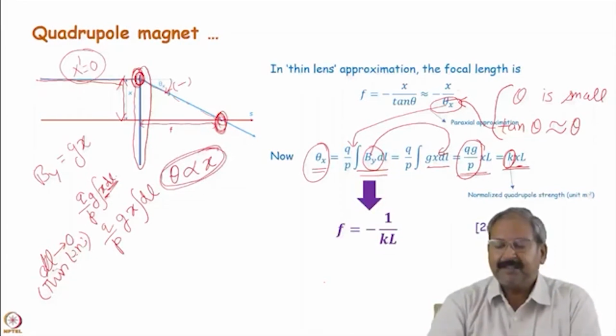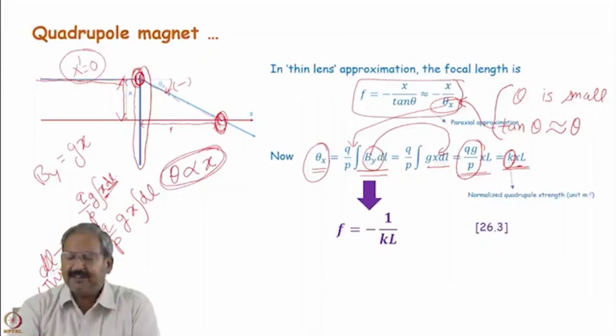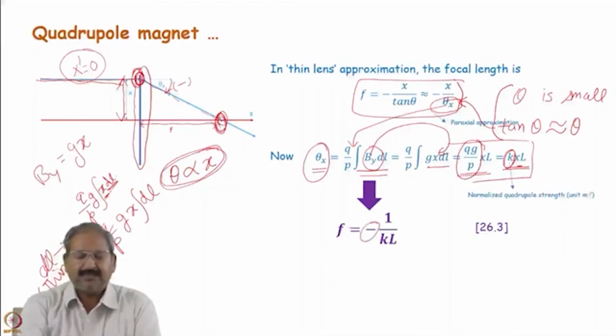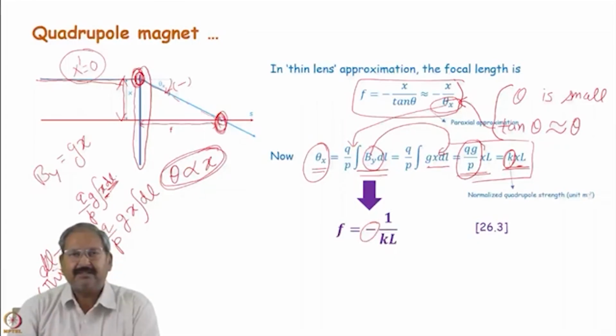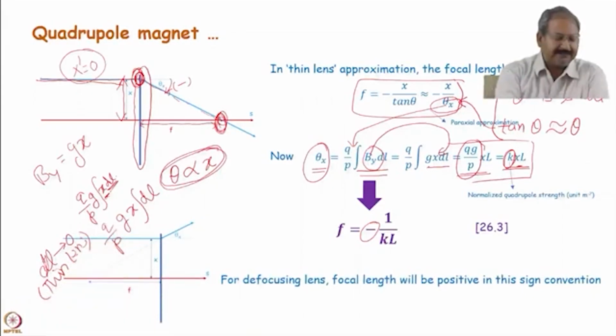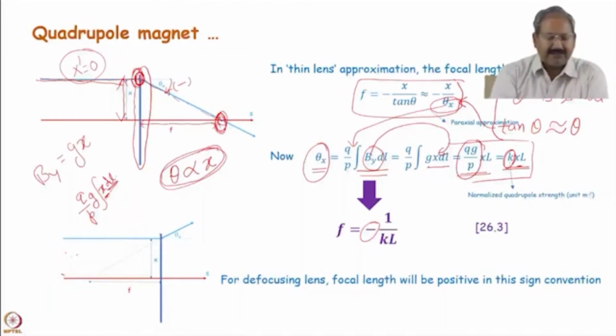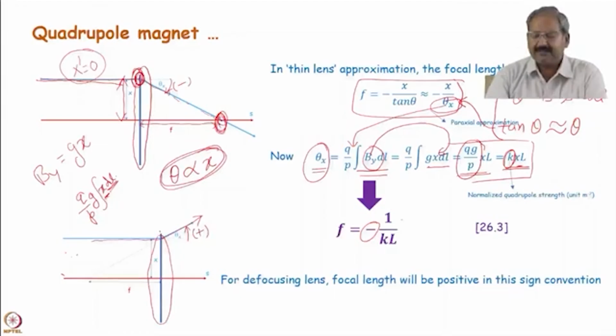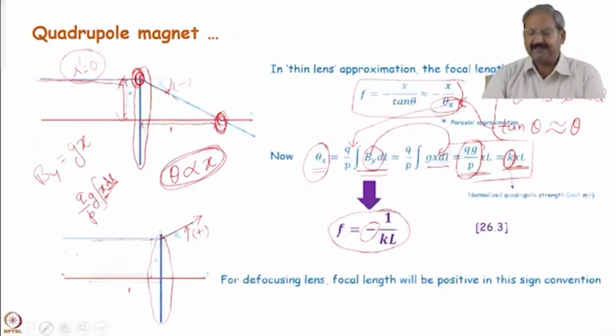And by comparing these two equations, we can say that focal length is just minus 1 by KL. Minus focal length is for focusing. For a diverging lens or concave type lens, this will be positive. So you can see here, after a defocusing quadrupole, this trajectory goes away from the design axis, and in this case theta x is positive. That's why focal length is also defined as positive in the diverging lens.